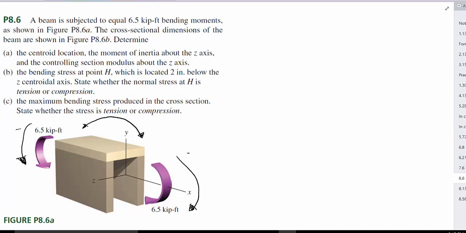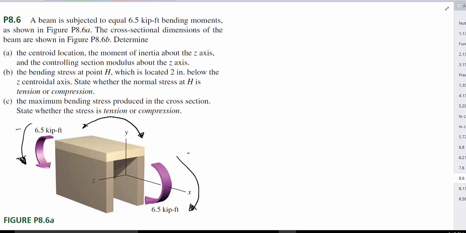Today we're going to do problem 8.6 out of the textbook. It says here a beam is subject to equal 6.5 foot bending moments as shown. The cross-sectional dimensions of the beam are also shown. I'll get to that in a moment.